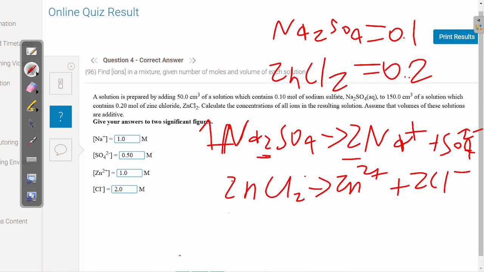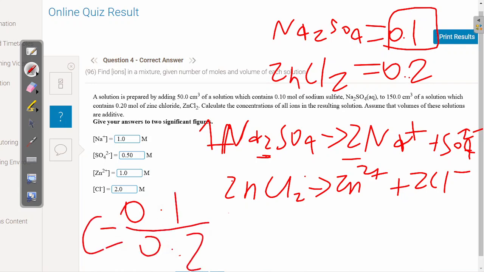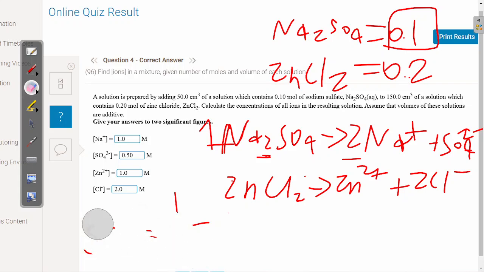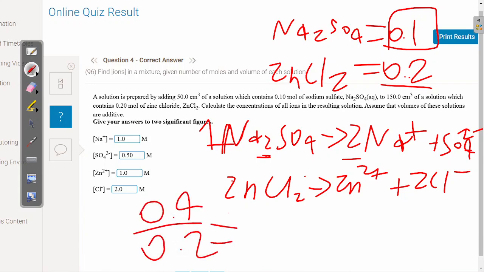Now for SO4 2-, it will be 1 to 1, so it will be 0.1, the same as Na2SO4. So C equals 0.1 over total volume 0.2, so it will be 0.5. Now for zinc, the ratio is 1 to 1, and here you have zinc chloride is 0.2 moles, so 0.2 over 0.2 is also 1. For chloride, it's 2 Cl, so it's going to be double, so 0.4 over 0.2 equals 2.